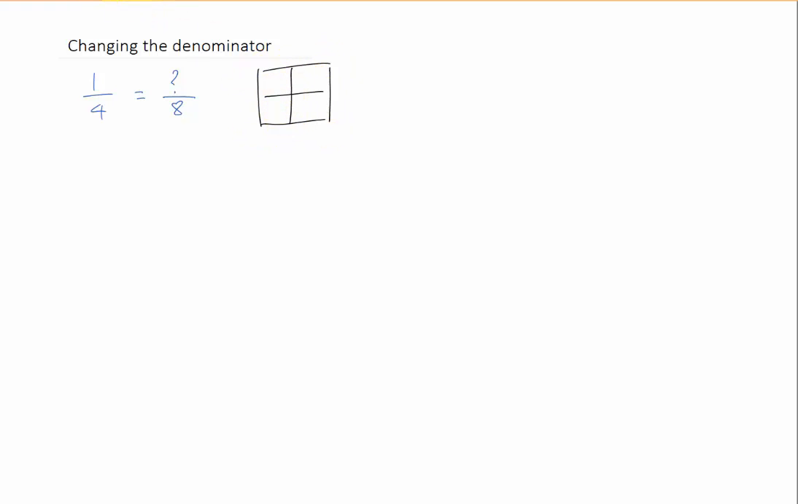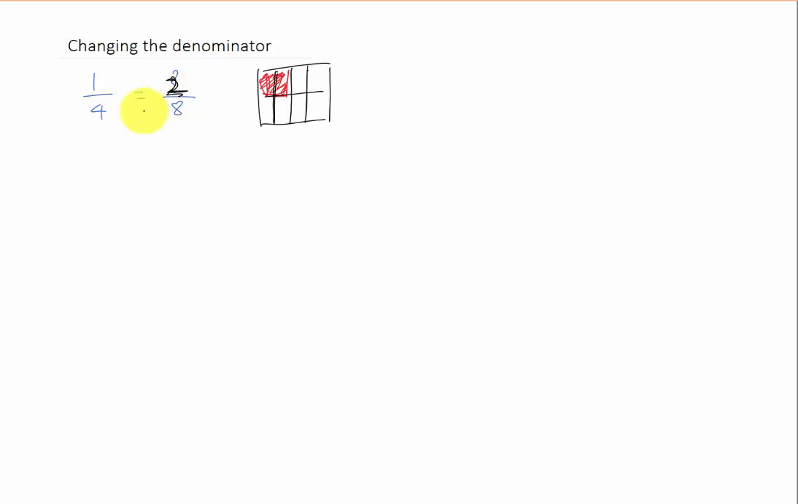So here's our drawing. So 1/4, divide up our square into 4 equal pieces. But we can also divide those up further. So if we split each one in half, then we end up with 1, 2, 3, 4, 5, 6, 7, 8 equal pieces, and 2 of those are coloured in. So we could say that 1/4 is equal to 2/8.